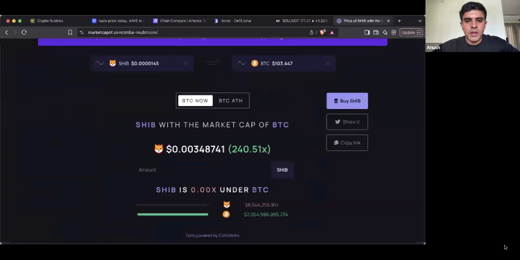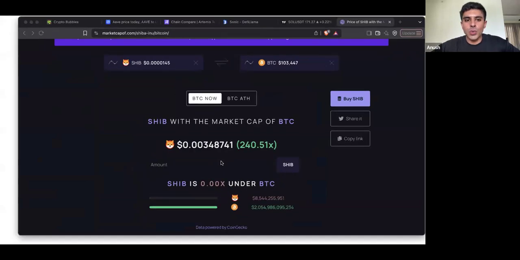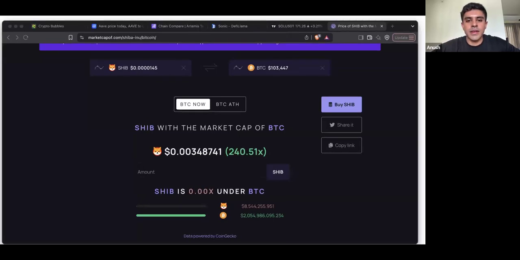All right. So let's take the Shiba Inu example, and let's say somehow it reached the market cap of Bitcoin, which is over $2 trillion right now. Even then, SHIB's price wouldn't be anywhere near $1. It would be a couple of cents. That's it. And even then, just look at the number of how much it would have to grow to even reach that bare minimum, right? 240x. And this really isn't realistic as well, right?